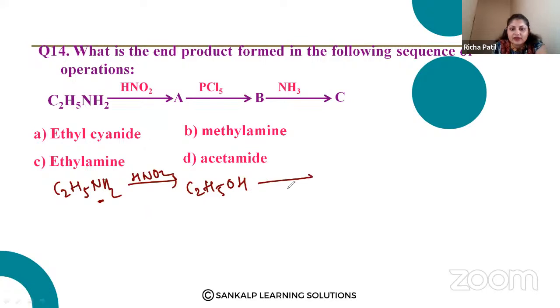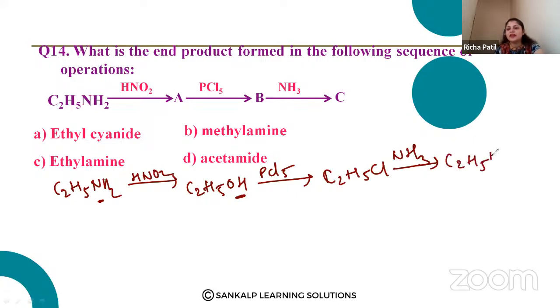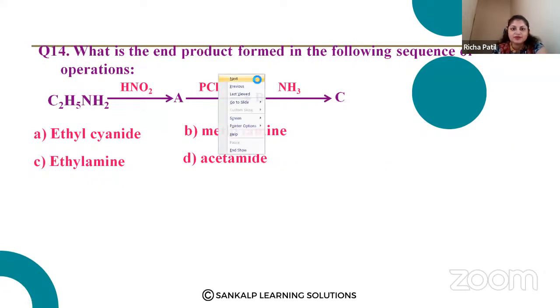Then this is treated further with what? PCl5. So your OH group is replaced by Cl, and it becomes C2H5Cl. Further, it is treated with NH3. Cl is a good leaving group, so it becomes C2H5NH2, right? So the answer is C. It is ethylamine. Yes, good. Okay, so we'll go for the next one.